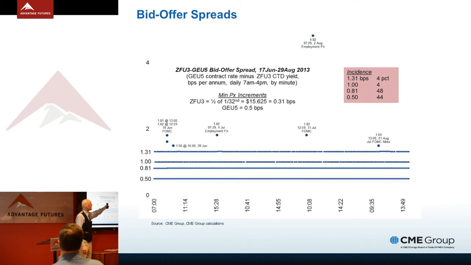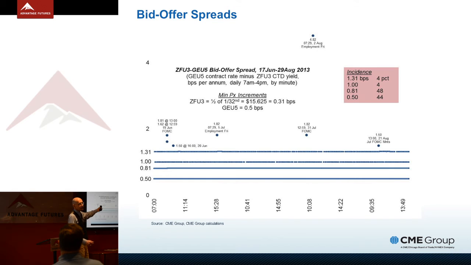0.5 is easy. That's the minimum price increment for the Eurodollar future. It's half a basis point. The minimum price increment for the 5-year future on 23 of Aug was around 1/3 of a basis point, slightly less. This will vary from day to day. Okay, this is worth monitoring at least once a day because it's going to change slightly.